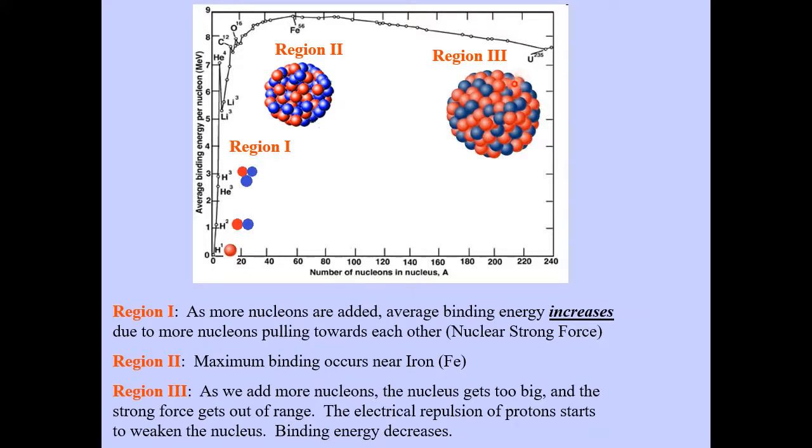So as we start to add more and more protons, remember the protons are trying to repel from each other. So that electrical repulsion starts to actually come into play, and it weakens this nucleus. It makes it so it's not quite as strongly held together. And that's why the curve actually drops as we get larger and larger.